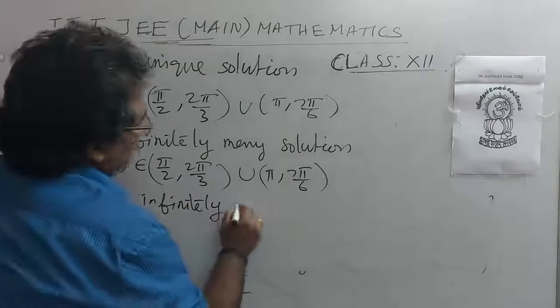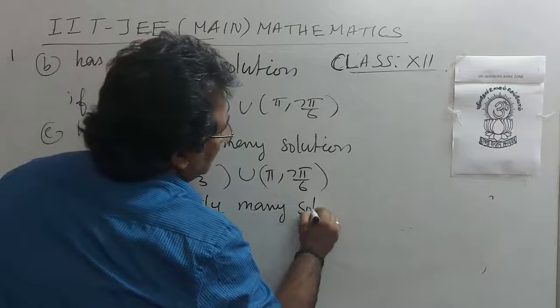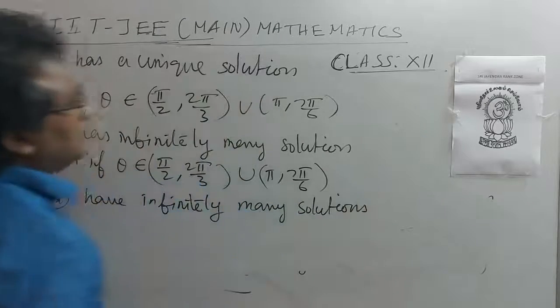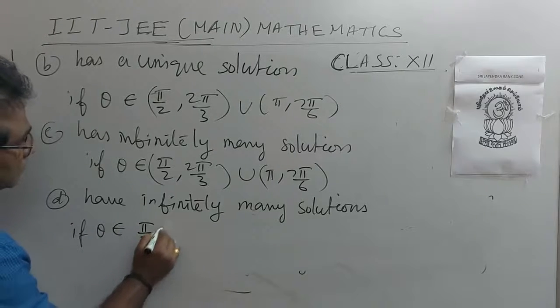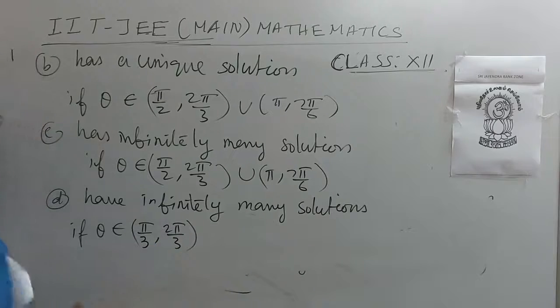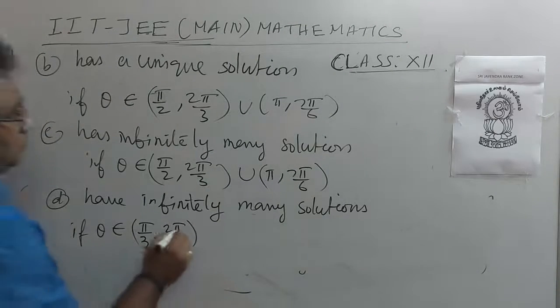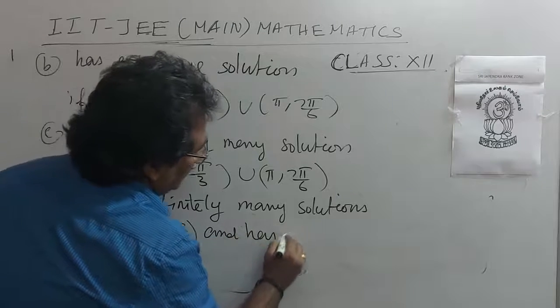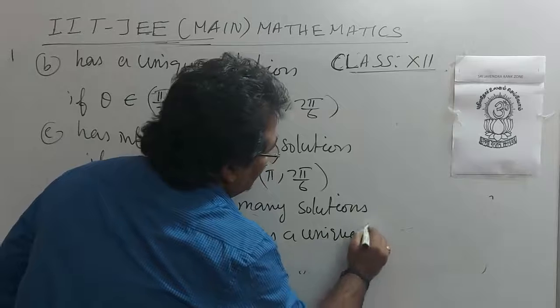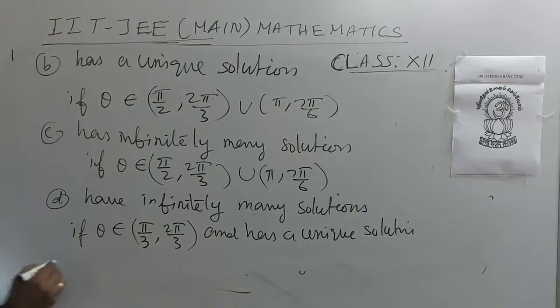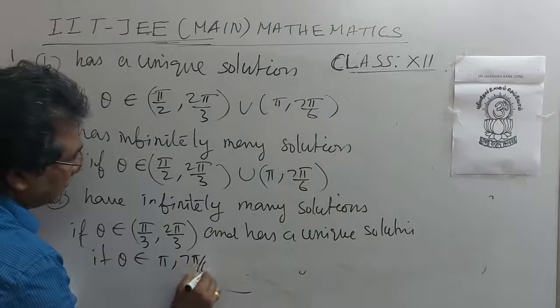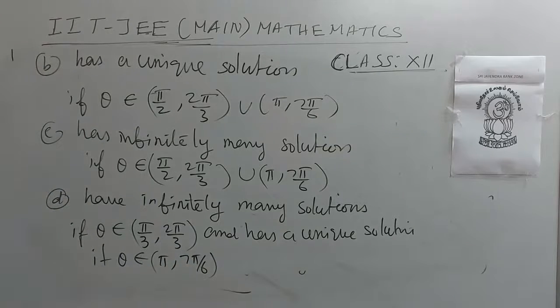Option D: has infinitely many solutions if theta belongs to pi by 3 comma 2 pi by 3, and has a unique solution if theta belongs to pi comma 7 pi by 6.